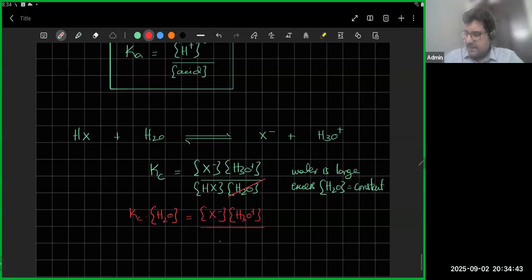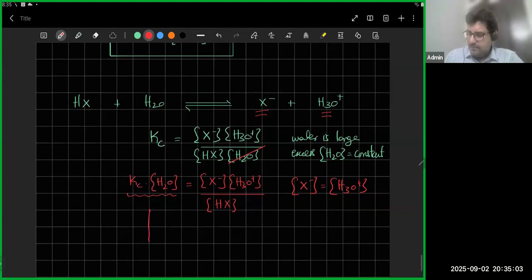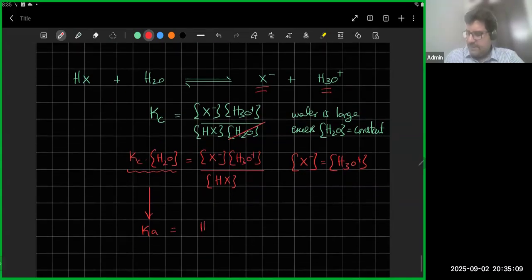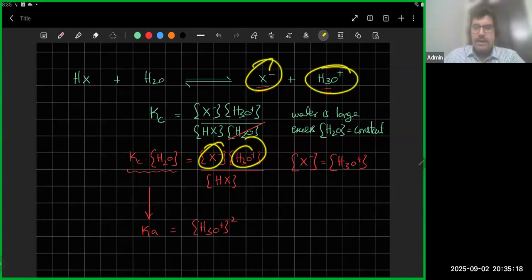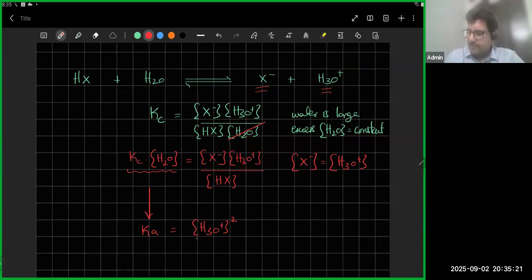and in the denominator, that's the HX concentration. But the rest is pretty much the same. The X minus 1 and H3O plus 1 have exactly the same concentration. This thing over here would be called Ka, which is going to be H3O plus 1 squared. You can remember this thing and this thing will be exactly the same. So you're going to write H3O plus 1 squared, and the denominator is your acid concentration.